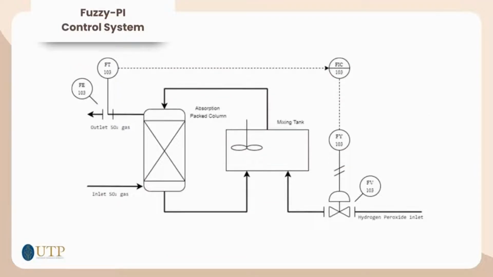How does this control system work? At first, the outlet SO2 gas is measured using flow transmitter 103, and then the signal is transmitted to FIC 103, which is the controller. The controller will transform the signals to produce output signals through electrical signals to FY103, which is the flow transducer, and it will convert the electrical signals to pneumatic signals to control the valve so that it can control the flow rate of the hydrogen peroxide inlet. So when the outlet SO2 gas increases, the valve will increase its percentage of opening to increase the flow rate of hydrogen peroxide inlet so that it can reduce the SO2 gas emitted to the surrounding area.